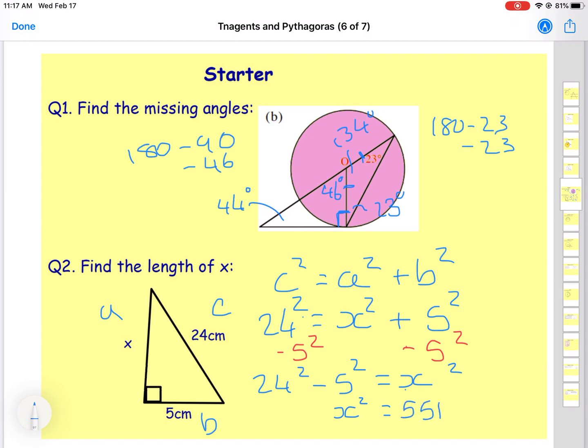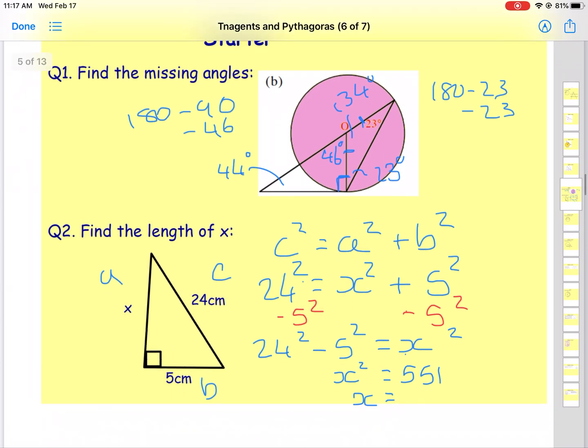gives me 551. X is then the square root of 551. If we're going from x squared down to x, then we square root the number that x squared is equal to, giving me 23.5 centimetres to 1 decimal place. Okay. Now we will need our facts about tangents and circles, but also about how to complete Pythagoras' theorem on right angle triangles today.